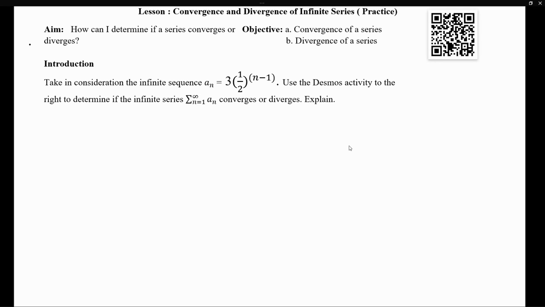And what we want to do is use a Desmos activity, which if you scan this QR code, will take you to the activity that we're going to be using in a second. But what we want to do is see if the infinite series, sigma a of n, diverges or converges.